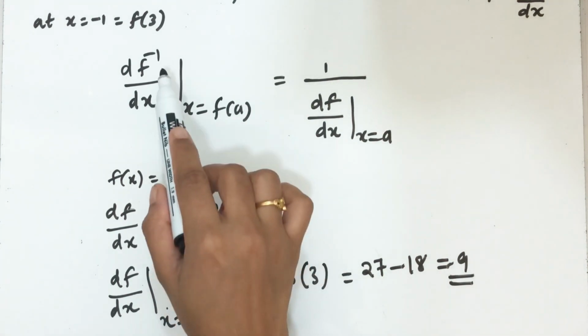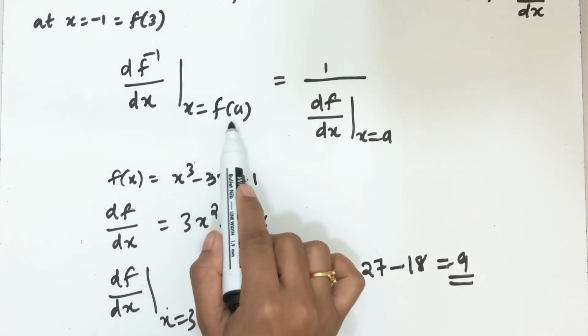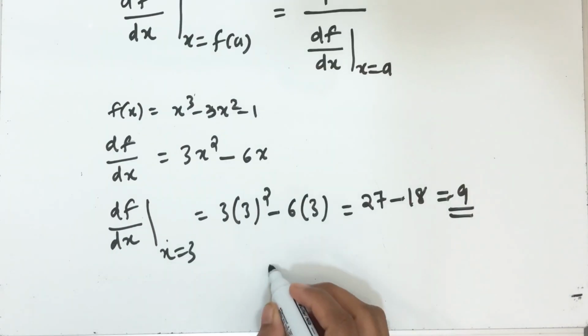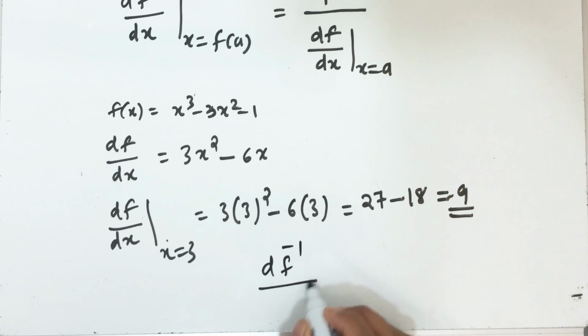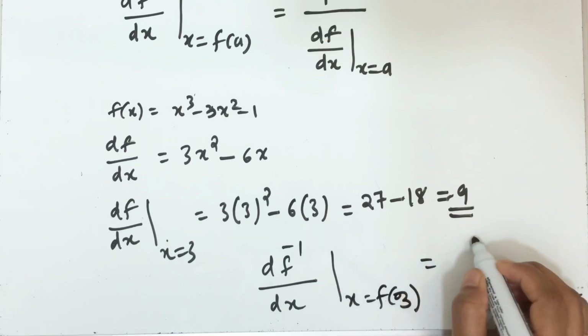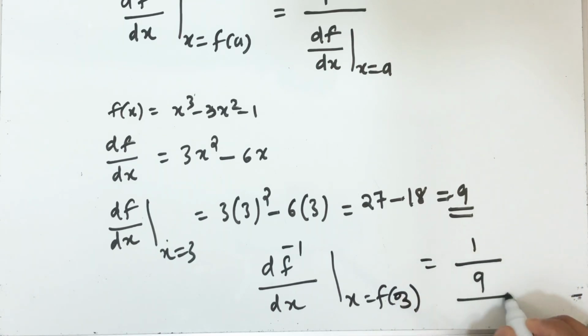So what will be df inverse by dx at x is equal to f of 3? It will be 1 by 9. So our required derivative at x is equal to f of 3 is equal to 1 by 9. Here we get df inverse by dx without finding f inverse. Here we don't know what is f inverse, but we can find df inverse by dx.